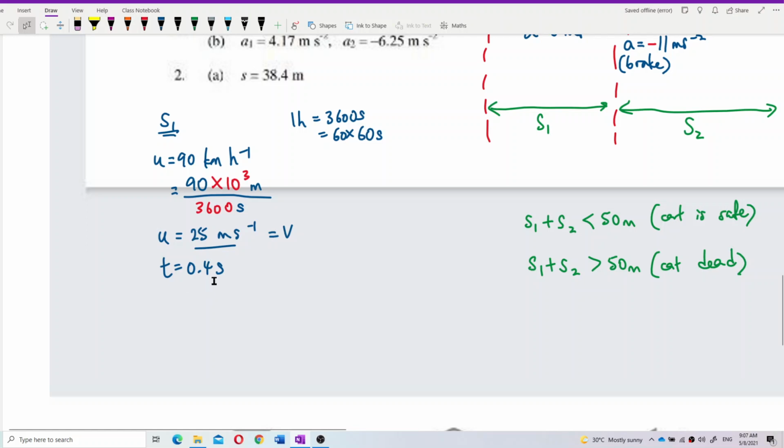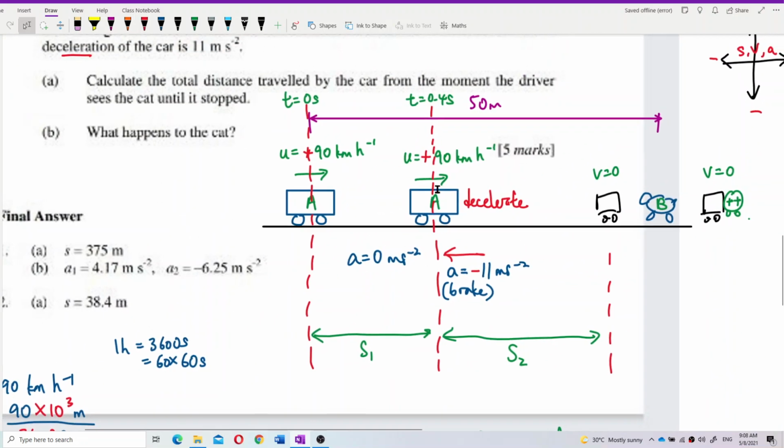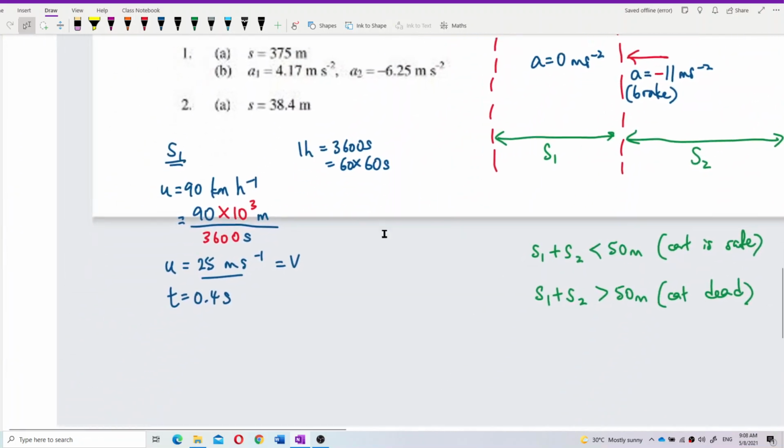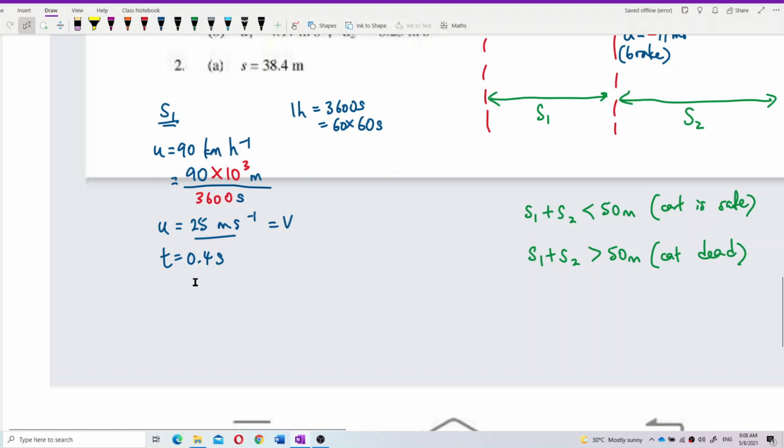Yeah, still thinking whether to stop the car or not. Still making a decision within the reaction time. So 0.4 second, and the acceleration is 0. Yeah, still not braking yet.